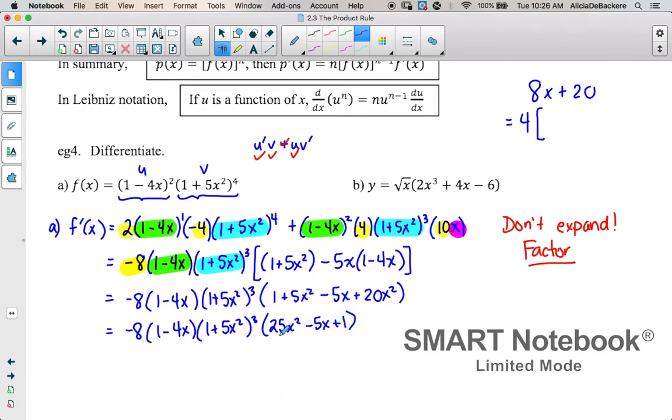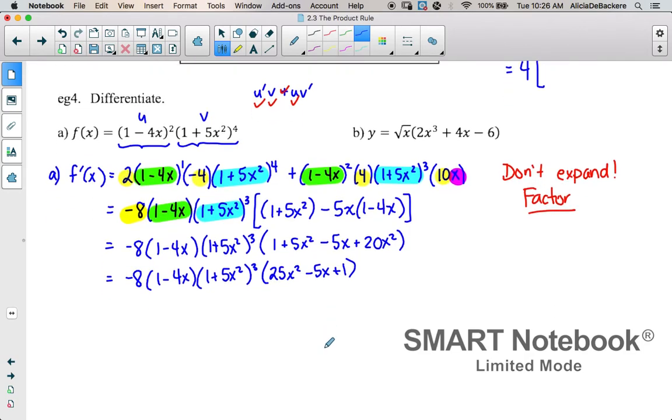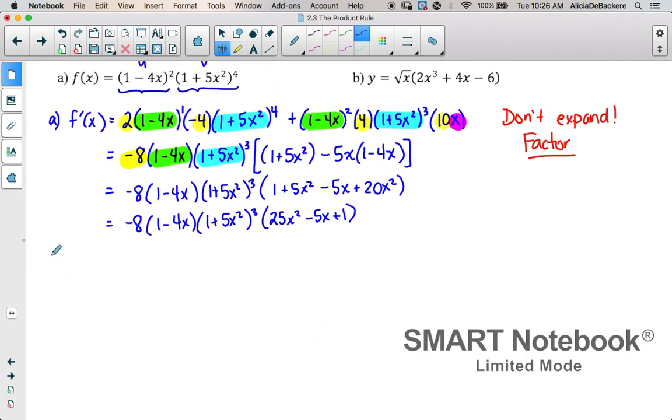And there I'm done. I asked myself about factoring this bracket. It's not going to factor for me, so I'm all done. All right, next we're going to work on part B.